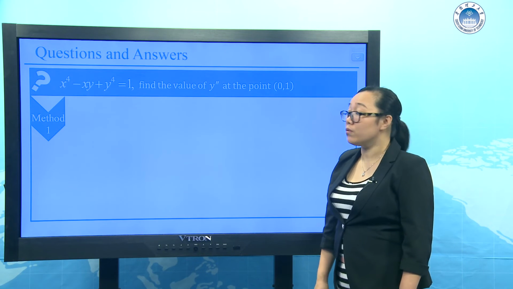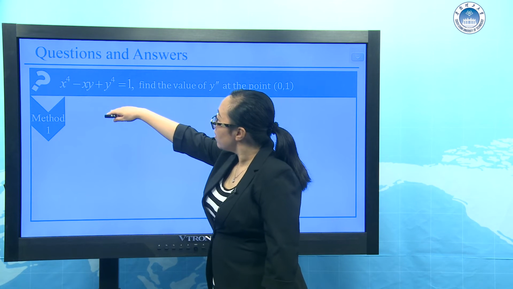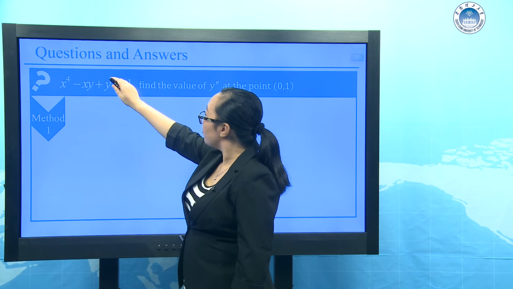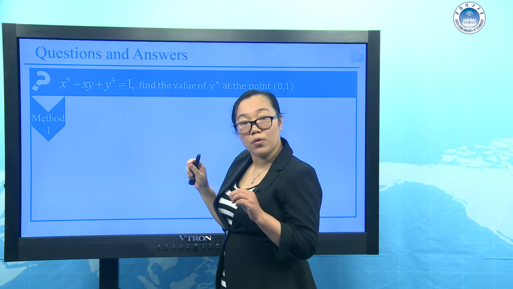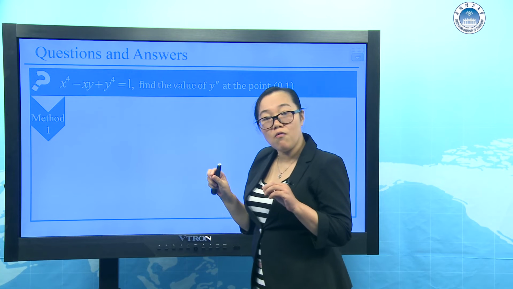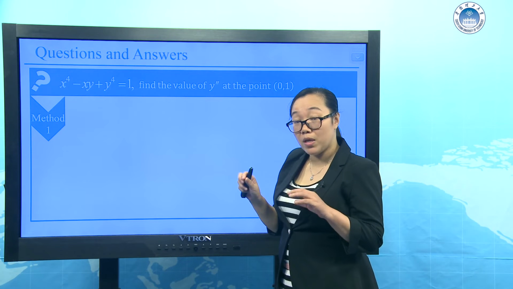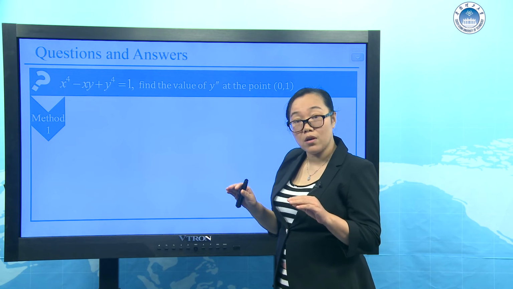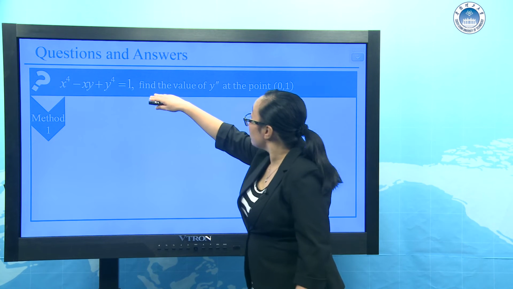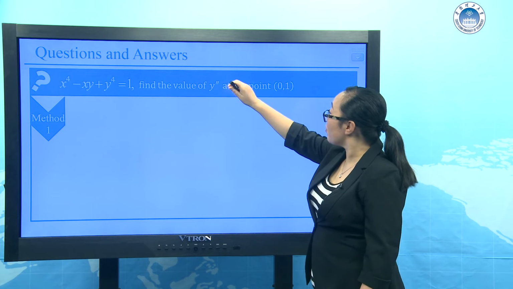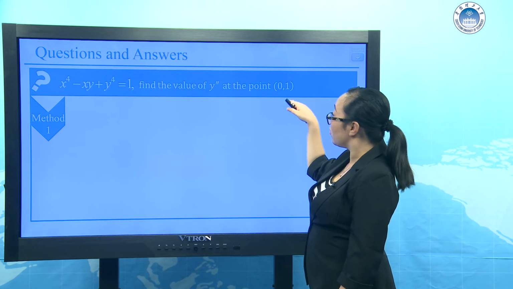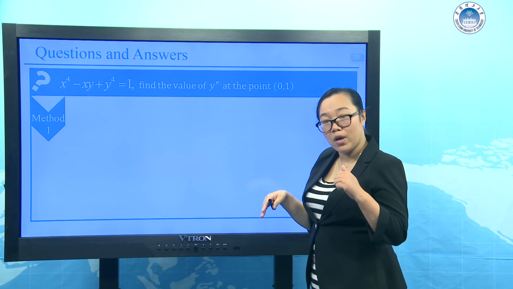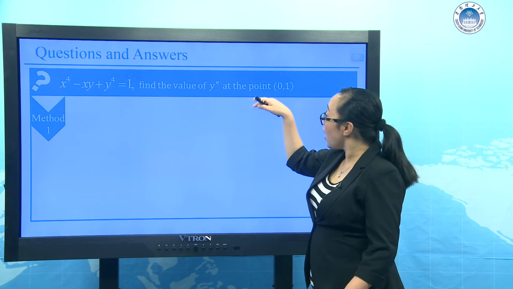Now look at question 2. The given equation is x to the fourth power minus xy plus y to the fourth power equals 1. In this equation, y is a function of x, but we cannot find the function y in terms of x. So try to find the value of y double prime at the given point (0, 1). How to get it? We only have y first prime. How to get y double prime?